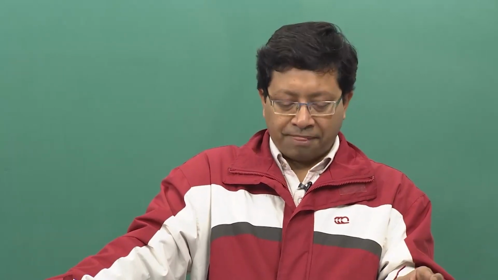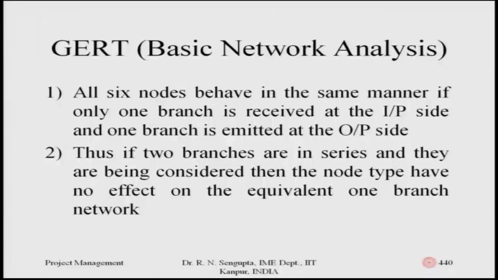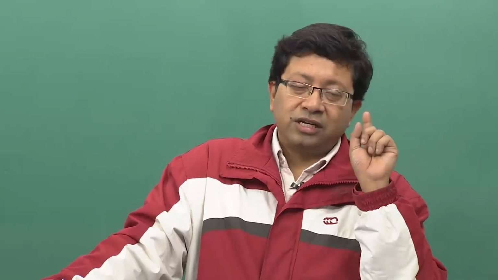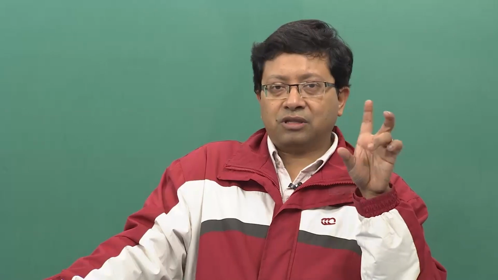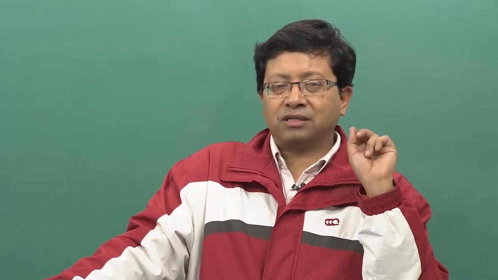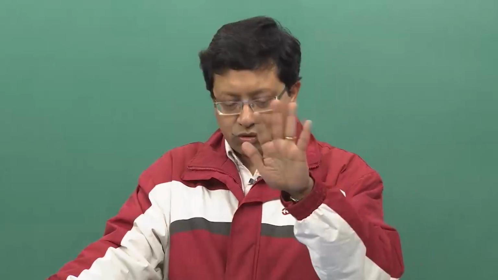Thus, if 2 branches are in series and they are being considered, then the node type has no effect on the equivalence of one branch on the network. Depending on how the work works, it will have an implication. The reason being that, if you remember the initial discussion we had about the different concepts of 3 inputs and the 2 outputs, that will make sense, because in one of the diagrams. So, let me pause here, I will go back to this detailed table once again to refresh our memories.